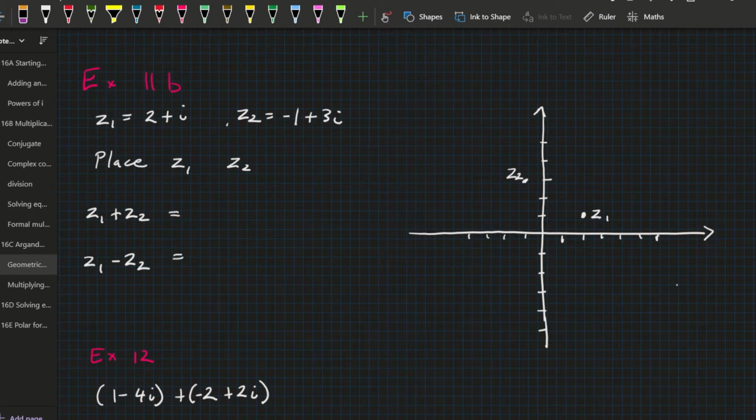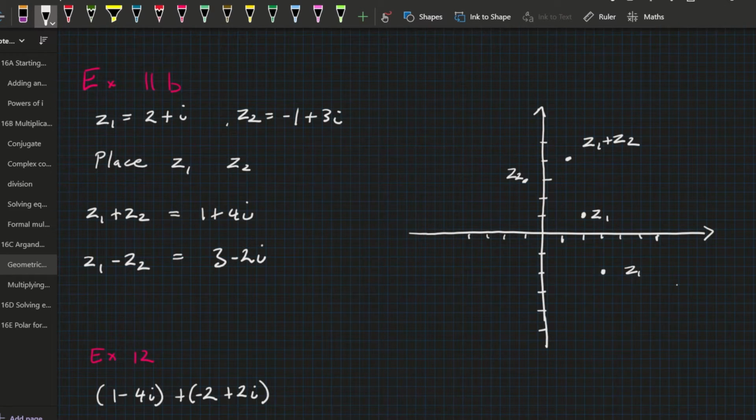And I'm sure by now you'd be confident to just write out the answer as 1 plus 4i. And similarly for the subtraction, you should be able to write out that answer quickly now as 3 minus 2i. So if I mark in the Z1 plus Z2, that's at 1 plus 4i. So we've got 1, 1, 2, 3, 4. And the subtraction is minus 3. Oh, I can see I've made a mistake here. That should have been plus 3. Minus 2i, so 1, 2, 3, 1, 2.